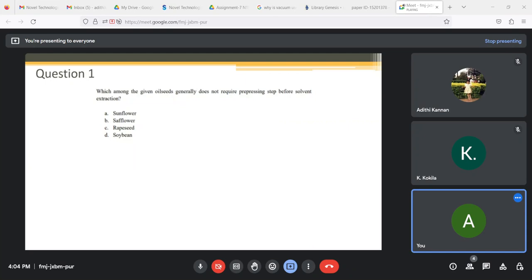Question 1. Which among the given oil seeds generally does not require pre-pressing step before solvent extraction? A. Sunflower, B. Safflower, C. Rapeseed, and D. Soybean. So if you know the answer, you can post it in the in-call messages. Before we answer this question, what is the criteria for not requiring a pre-pressing step?